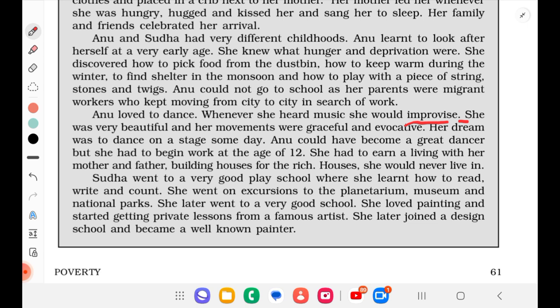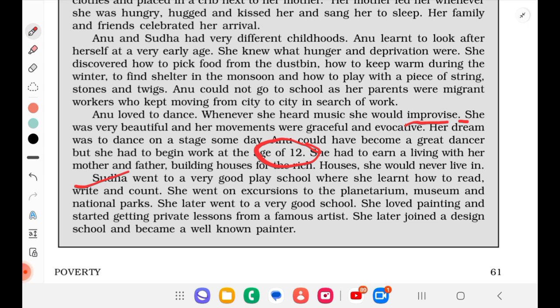Her dream was to dance on a stage someday. Anu could have become a great dancer, but she had to begin work at the age of 12. She had to earn a living with her mother and father, building houses for the rich, houses she would never live in.